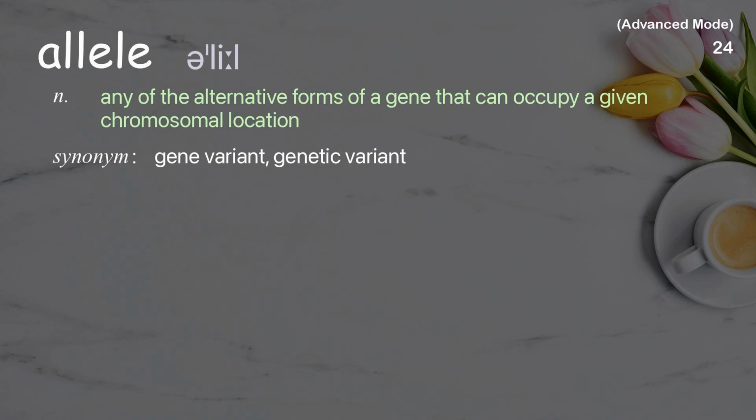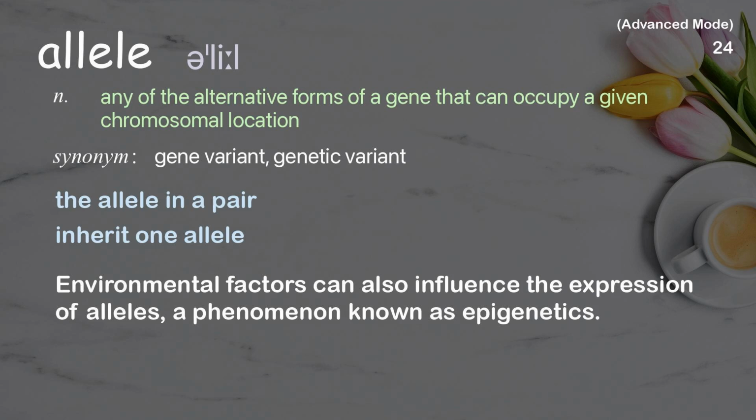Allele. Any of the alternative forms of a gene that can occupy a given chromosomal location. Examples: The allele in a pair. Inherit one allele. Environmental factors can also influence the expression of alleles, a phenomenon known as epigenetics.